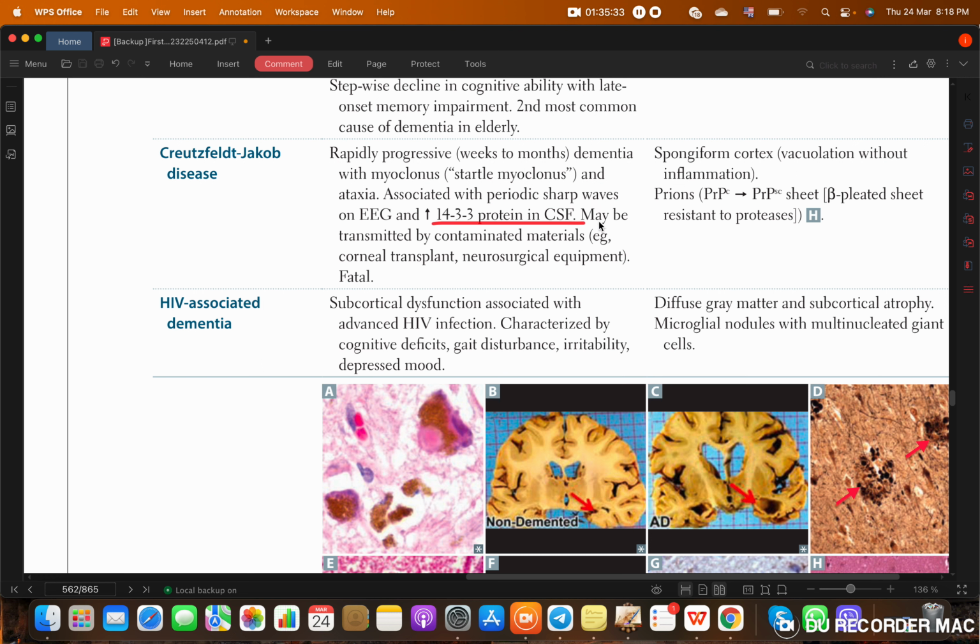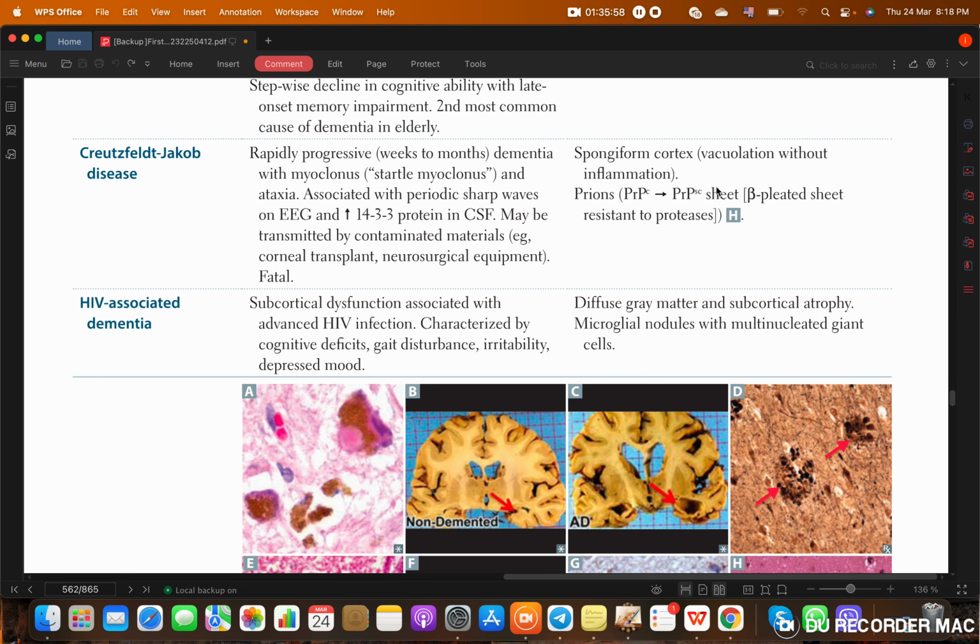And an increase of this marker, 14-3-3 protein in the CSF. It may be transmitted with contaminated material like corneal transplant and neurosurgical equipment. It's quite fatal. It could kill the patient within a year. People will be like, but wait a second, how can neurosurgical equipment transmit Creutzfeldt-Jakob disease when we autoclave them? We clean them. Well, the autoclave will not work against the prions. They can survive it.